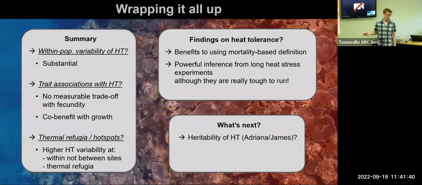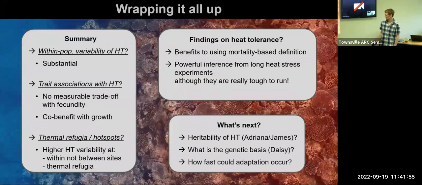There's a paper on this heritability that I mentioned that hopefully we can write and will come out in the near future, which is Adriana and James Azaley. Daisy's working on the genetic stuff, which is going to be really cool over the next year. And I hope we can find some interesting things about adaptation with that modeling stuff we're going to do there.